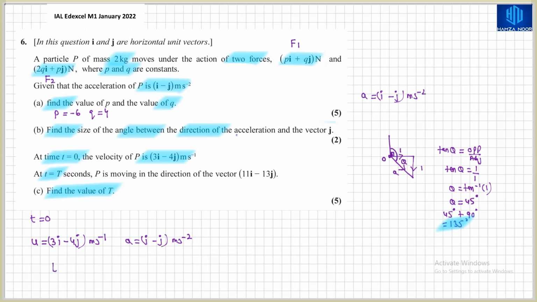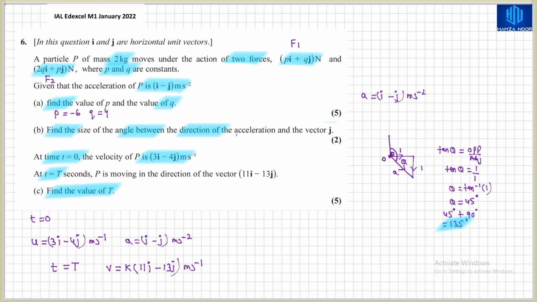Since when the time is capital T, the particle is moving in the direction of the vector 11i minus 13j, we are going to say that the velocity is a scalar multiple of this vector. So v is equal to k times (11i minus 13j). This is a case where one vector is a scalar multiple of another.